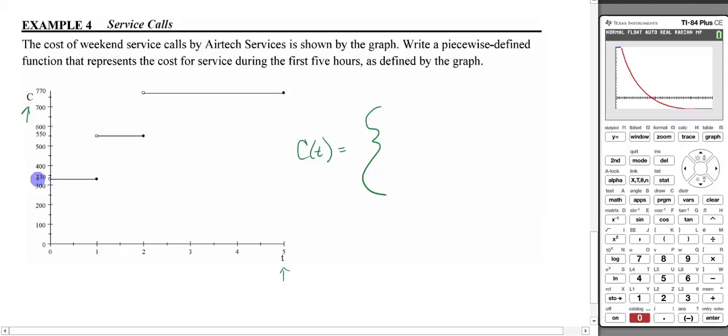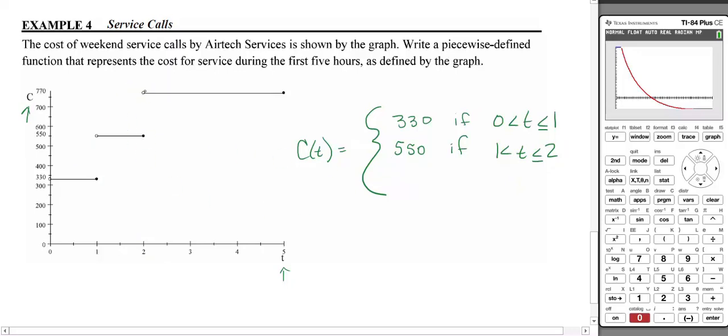The first piece, they're telling you that this is at 330, and that is if t is between 0 and 1, not including the 0, and it does include the 1, so we need to put an equal to with that 1. The next is showing at 550, and that is graphed between 1 and 2, not including the 1 but including the 2. You see that solid dot at the t of 2.